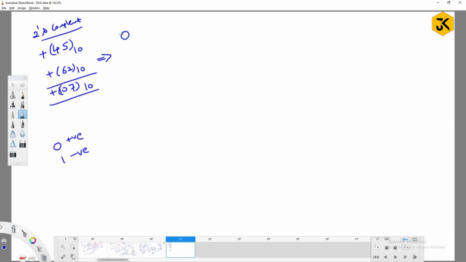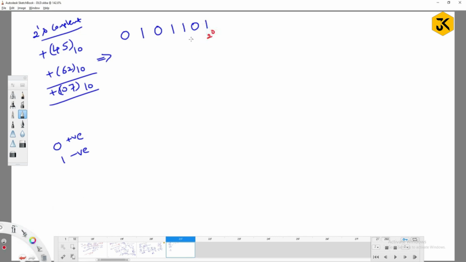I can write it as 0. It is 0, and 32 (you should not write 16), 32 and 8 is 40, 44, 0, 1. This is the 2's complement of the number 45. Is it okay? Try to think. If you want, you can understand, right?